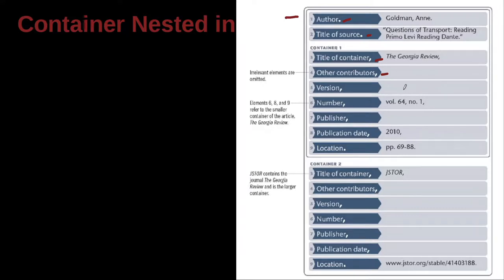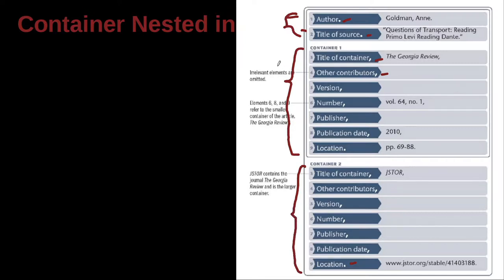I really think this is a very useful graphic to give you that rule of thumb for how to do things, ending with a period. That's really nice. So what they're saying here is that this piece here is the author and the title of the source. And then this next bit here is the container that it's inside of. So your article may be inside of a journal. But that container could be inside of something else, another container.